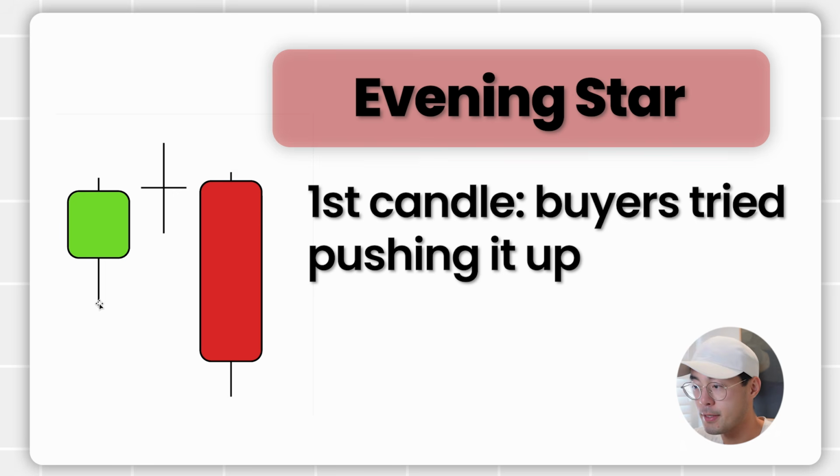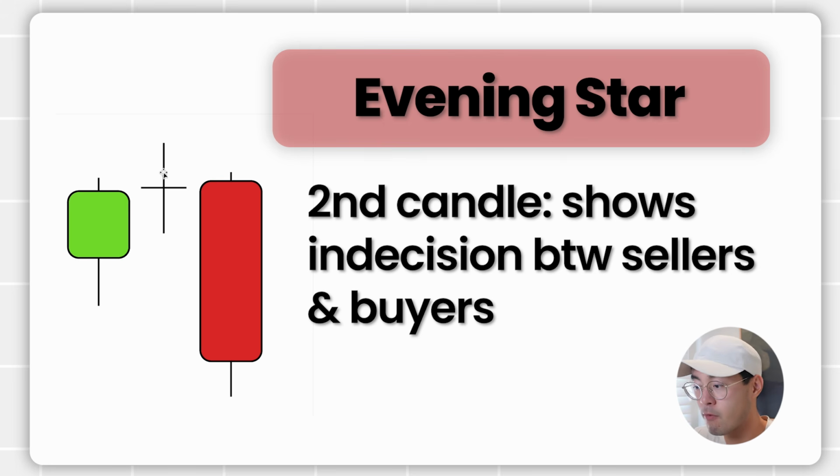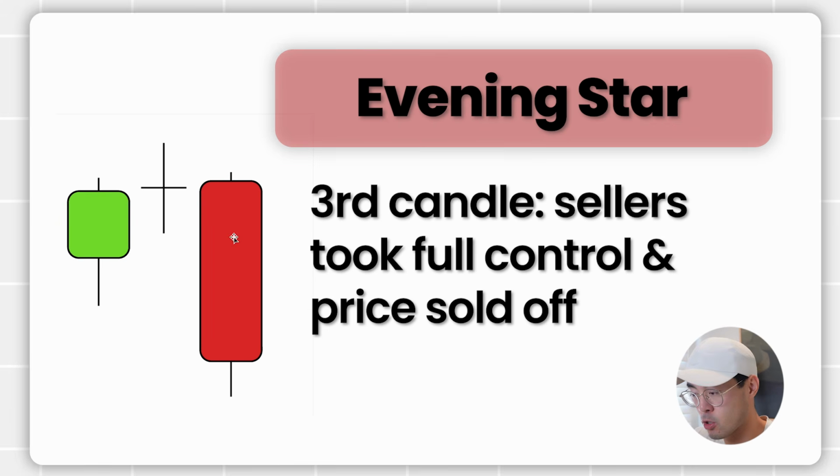On the flip side, this is what we call an evening star, right? It's a bearish intent. You can see that the market tried pushing it up, indecision stepped in, which means that there's not enough buyers to continue the upward momentum, and then the buyers ran out and the sellers stepped in and controlled the market. Again, this is a very bearish signal and usually indicates maybe a reversal pattern.